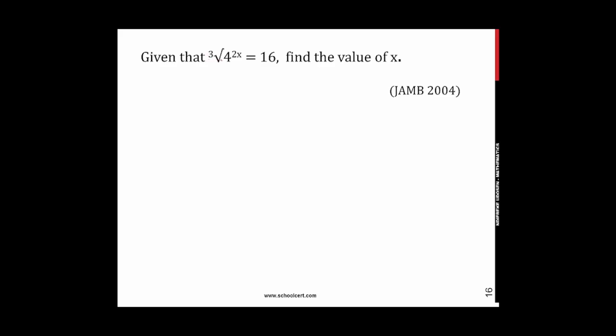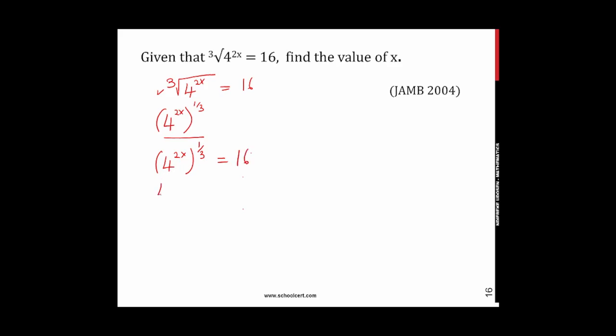Given that the cube root of 4 to the power 2x equals 16, find the value of x. JAM 2004. We write this as follows. This is what this simply means. We are told that this is 4 to the power 2x equals 16. So you can write this in this form. So you write 4 to the power 2x raised to the power 1 over 3. Remember that this expression is equivalent to this one. So we have 4 to the power 2x raised to the power 1 over 3 equals 16.